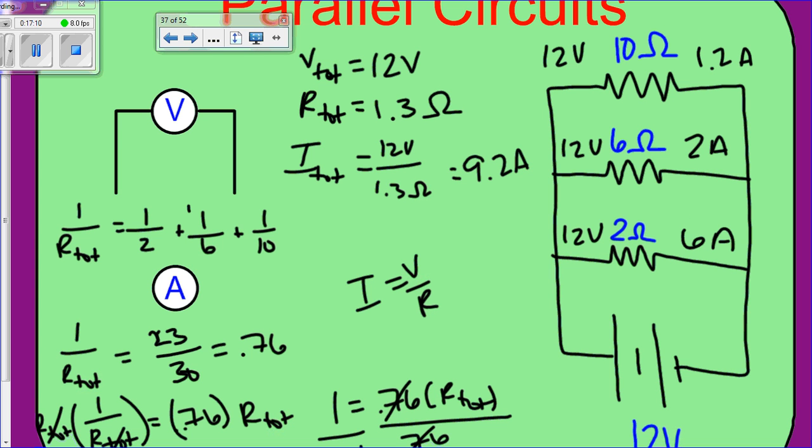And how can you check to make sure it's right? Add up all of these currents. 1.2 plus 2 plus 6 gives me 9.2, which, notice, was the total current. So that's how I know that I did it right. This concludes the video on series and parallel circuits.